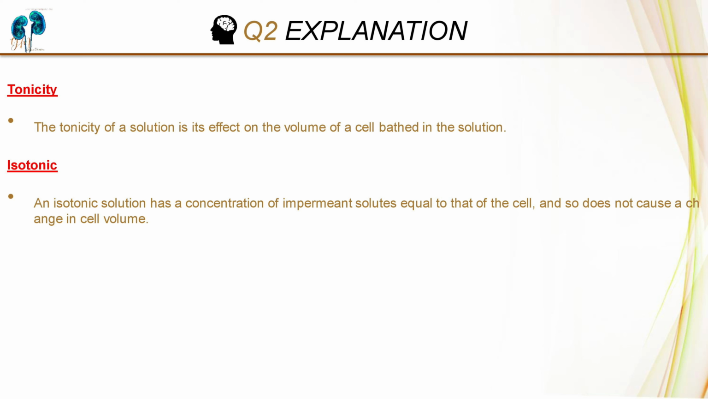Tonicity of a solution is its effect on the volume of a cell bathed in the solution. So what is an isotonic solution? An isotonic solution has a concentration of impermeant solute equal to that of the cell, and so does not change the cell volume. So tonicity is talking about impermeant solute.